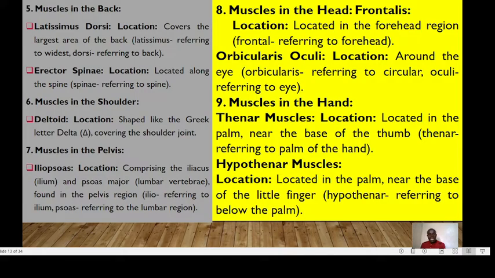Muscles of the hand, like the thenar muscles, this is located in the palm near the base of the thumb. Thenar refers to the palm. Hypothenar, this is located in the palm near the base of the little finger. Okay, hypothenar refers to below the palm.